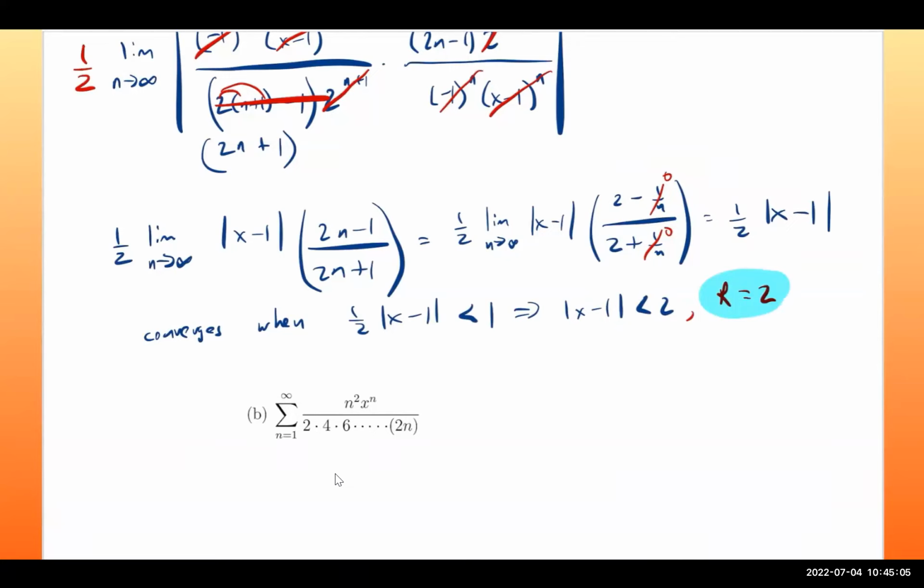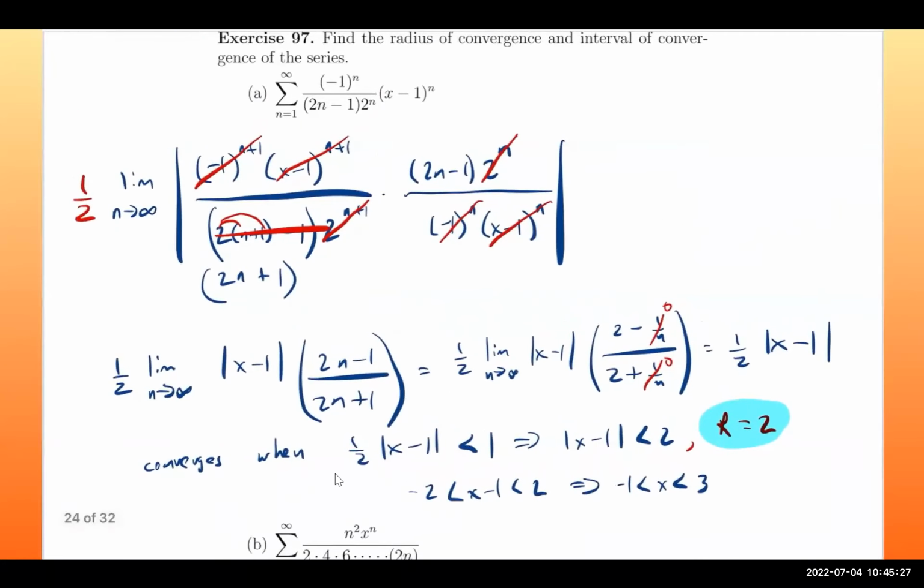And now we have to find the interval of convergence, which means we need to check the two endpoints. We have to rewrite this inequality as x minus 1 less than 2 and greater than negative 2. If you add 1 to both sides, you're going to get negative 1 less than x less than 3. So these are the endpoints that we need to check, negative 1 and positive 3. Let's check them up here where there's more room. So I'm going to check x equals negative 1 first.